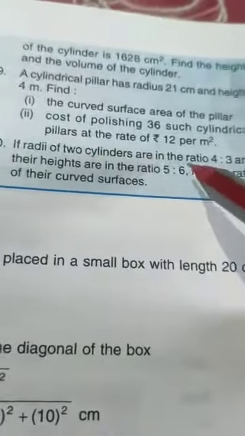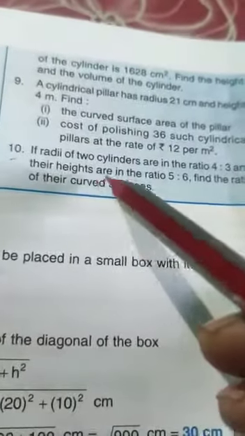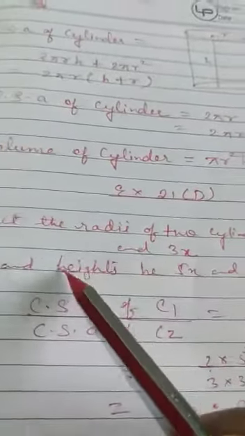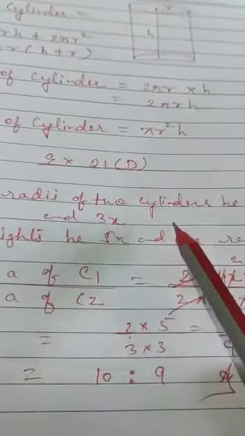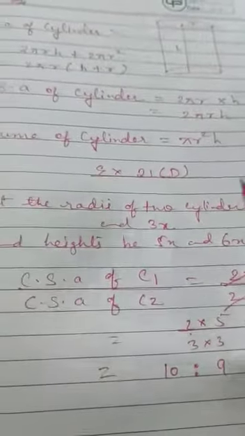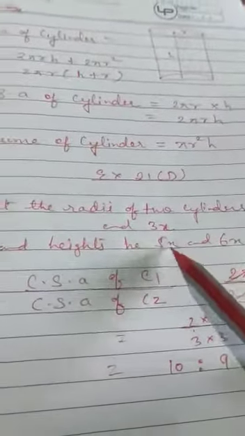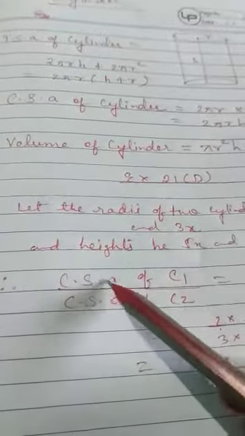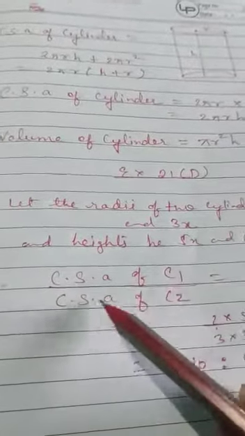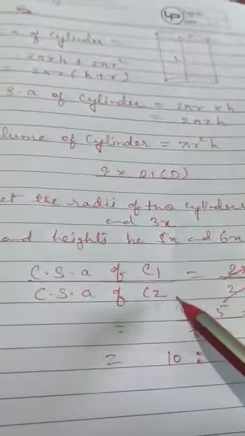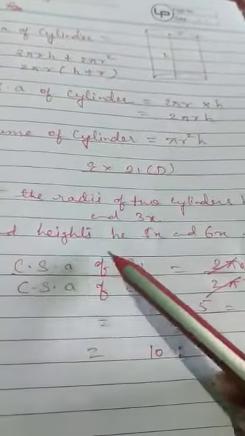If the radii of two cylinders are in the ratio 4:3 and heights are in the ratio 5:6, find the ratio of their curved surface areas. How will you do it? See here, let the radii of the two cylinders be 4x and 3x, and heights be 5x and 6x. Why is x multiplied here, children? Because it is given in ratio, so the ratio can't be used like this, so we take it as an actual value. So you have to write the curved surface area in ratio: curved surface area of C1, meaning cylinder 1, to curved surface area of C2, meaning cylinder 2, because two cylinders are written in your question. Clear?